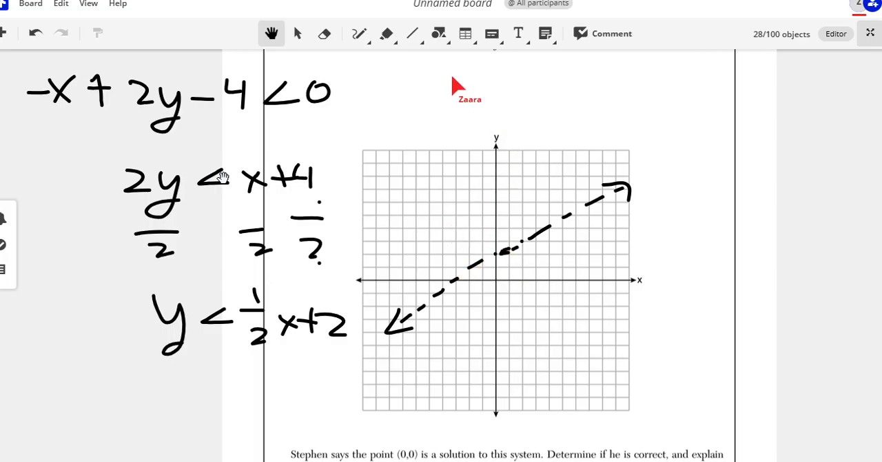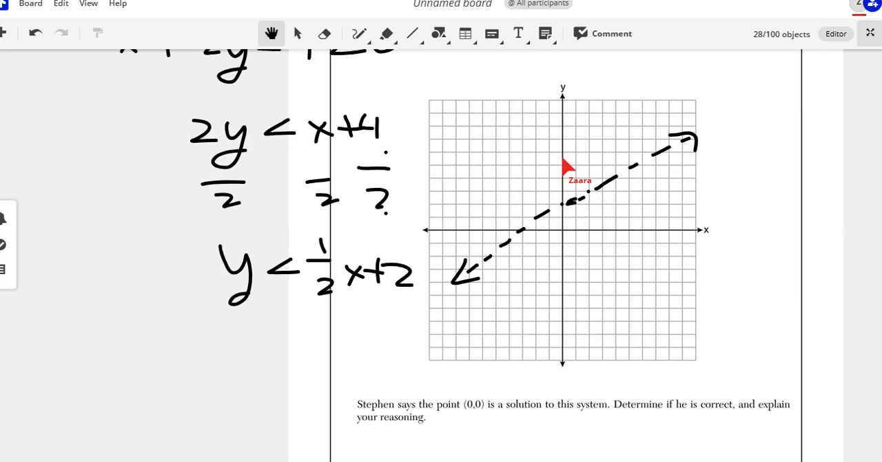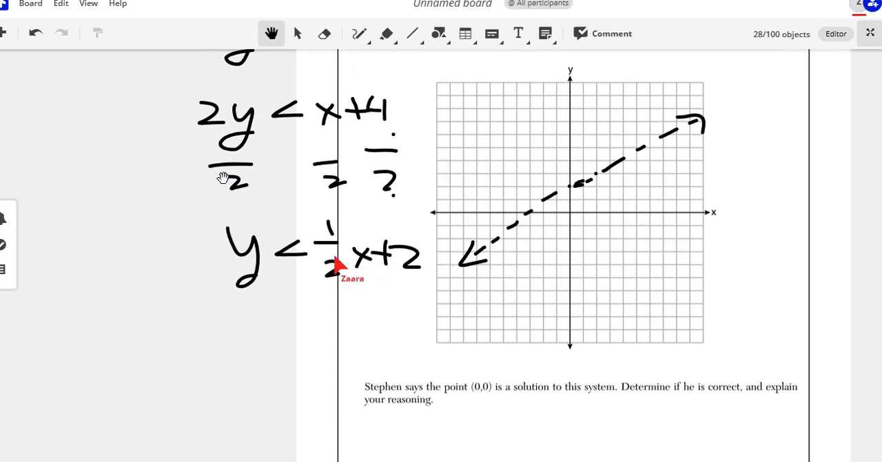Okay. Now 3x plus 4. No, first you have to take the test point. 0, 0. Yeah, you can take 0, 0 as your test point.